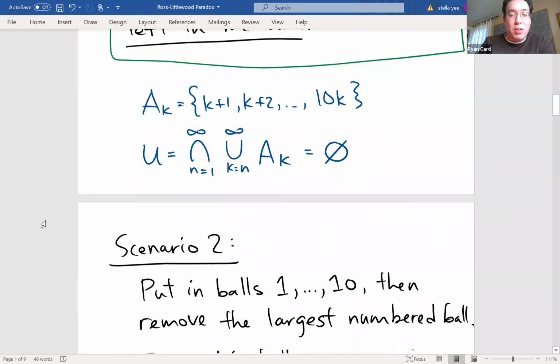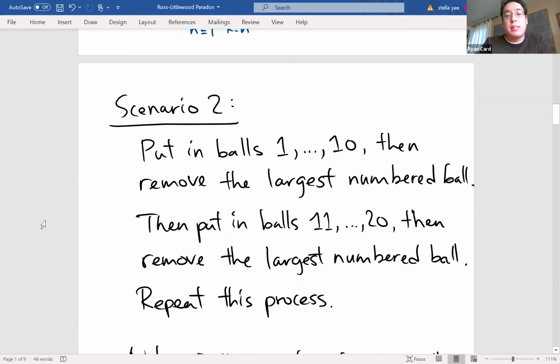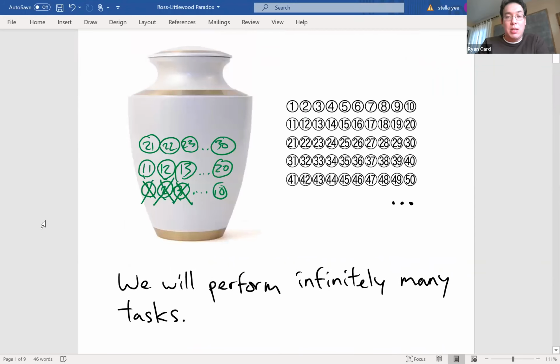Okay, so let's do the second scenario. This time we're going to do a similar setup. We're going to put in balls 1 through 10, and then this time remove the largest numbered ball, so ball number 10. On the next step, we put in balls 11 through 20, and then we remove the largest numbered ball, and then repeat this process. So try to imagine what will happen in this case.